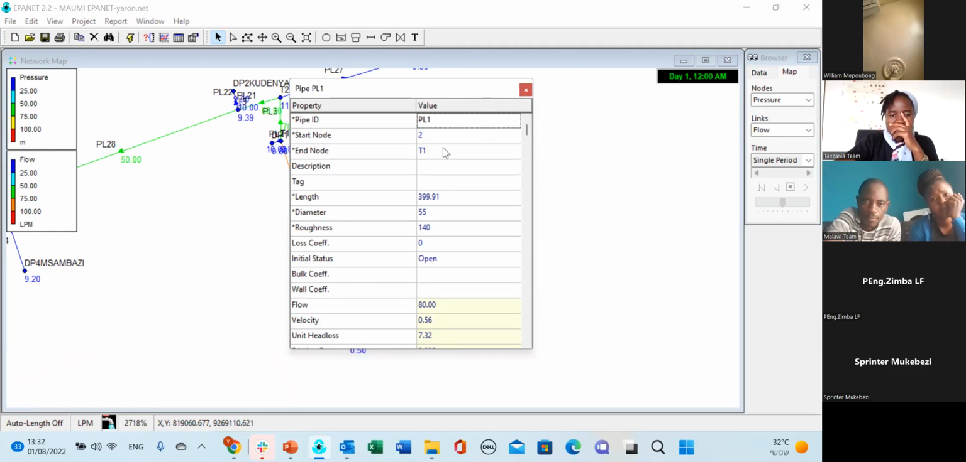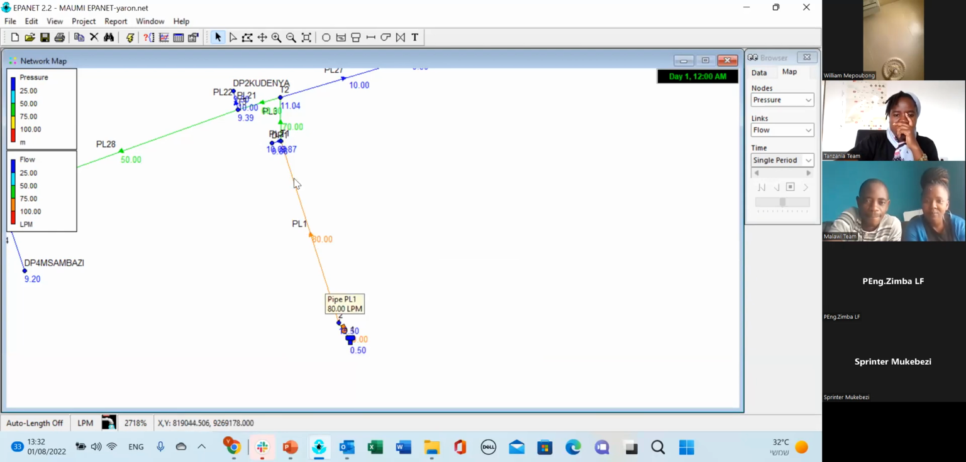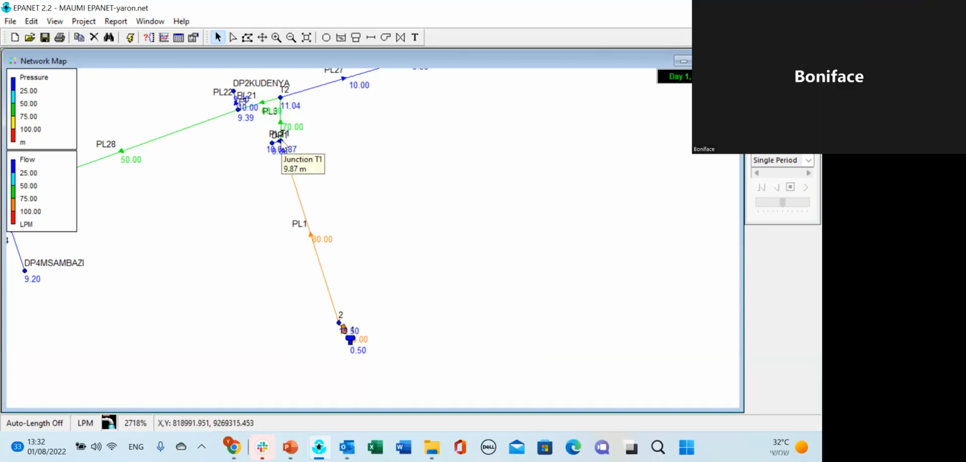Great, thank you. So that's the pipe going from the booster to the first node of the system, right? This pipe you're showing the head losses for, pipe PL1, is that the pipe going from the booster to the first node of the system? Yeah, this one connects the booster to the point where the tower was supposed to be.